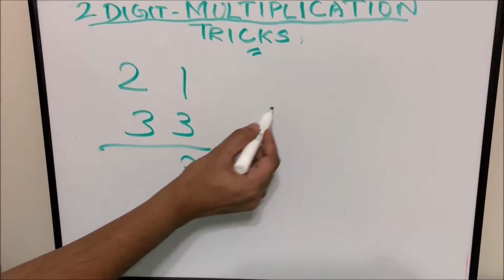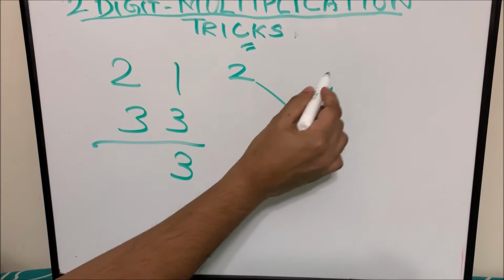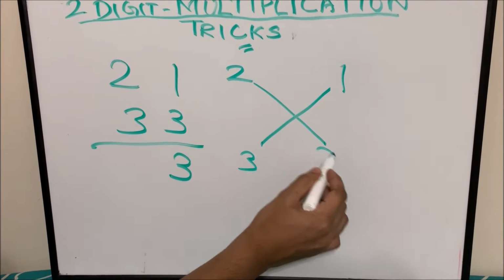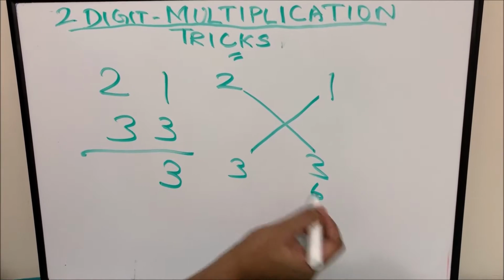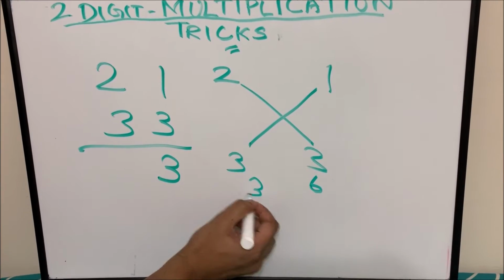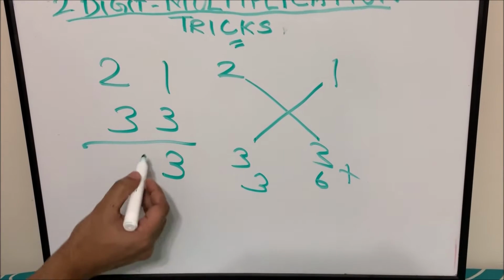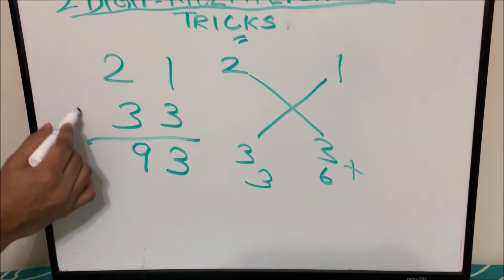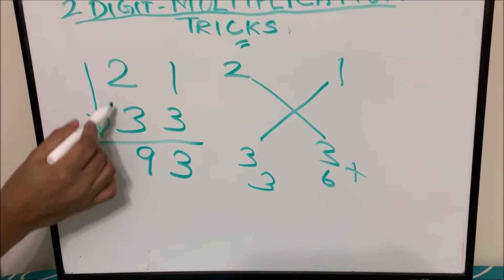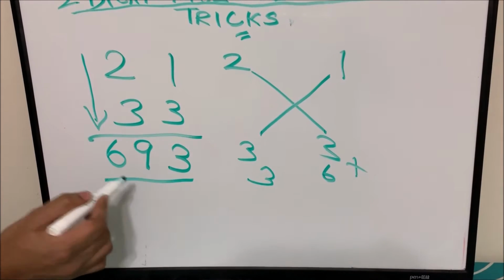The second step is we need to cross multiply the digits, that is 2 1 3 3. We need to cross multiply. 2 by 3 is 6, and then 3 by 1 is 3, and we need to add these two numbers. 6 plus 3 is 9, so we write the 9 here. And the third step is to multiply these two numbers, that is 2 by 3, which is 6. So the answer is 693.